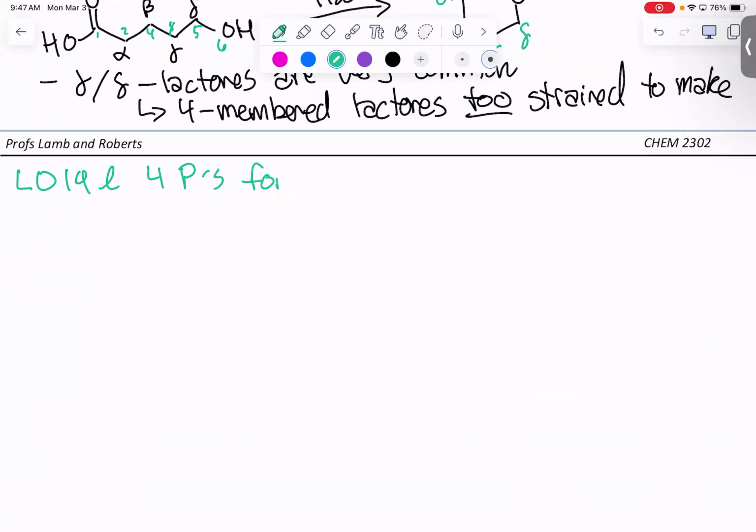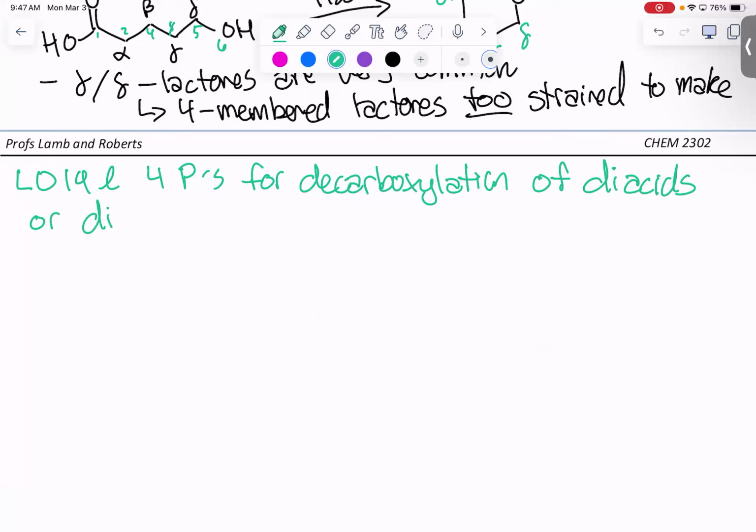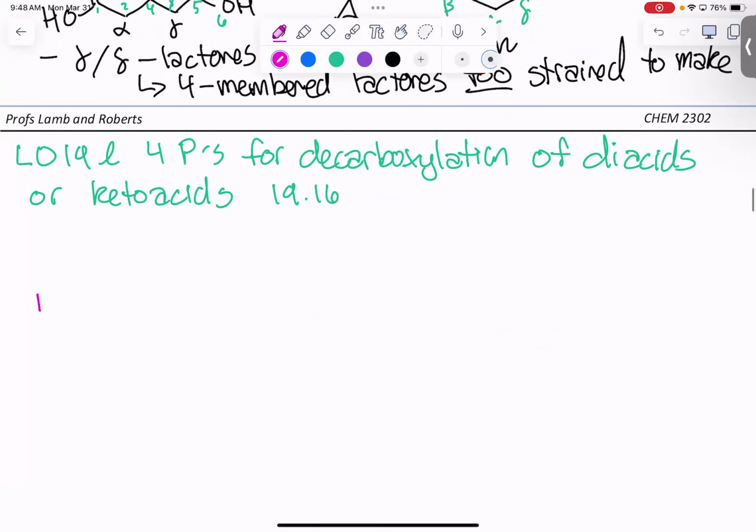So this is the 4 Ps for decarboxylation. We lose a carboxylate group of diacids or diketones, keto acids. Keto acids have a ketone and an acid in them. This is in chapter 19.16. We need a very specific type of diacid, so a dicarboxylic acid. What does a dicarboxylic acid look like? It's going to look like something like this.